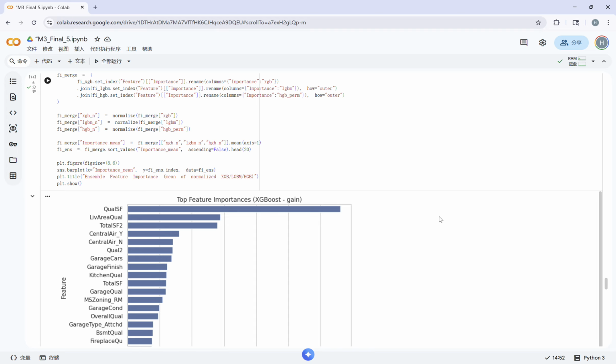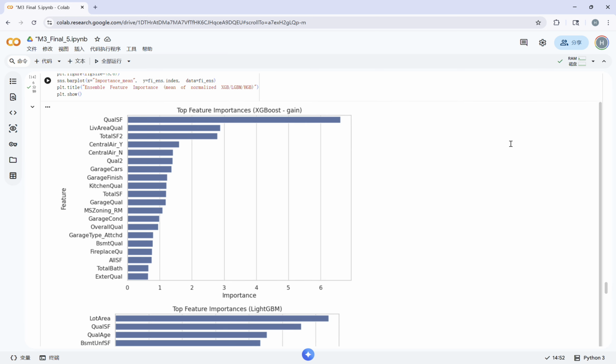The goal of feature engineering here wasn't to add more variables, but to translate the real-world pricing mechanisms into structured signals that models can learn more effectively.